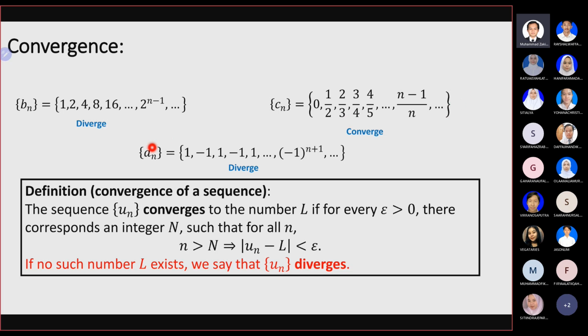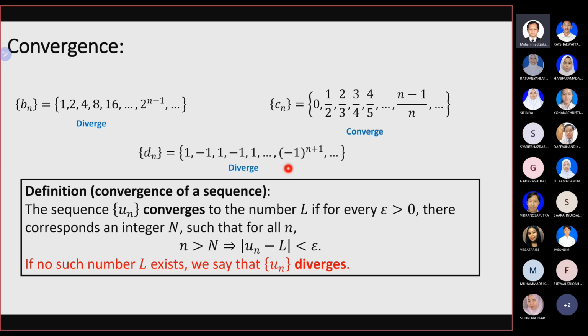And there is another example that says that the sequence diverges if we have this kind of sequence, 1, minus 1, 1, minus 1, 1, minus 1, and so on. In this case, we say that this sequence also diverges. Why? Because we don't know whether the sequence will go to a certain number, because the sequence always goes from 1 and then minus 1 and then 1 again and then minus 1 and so on.